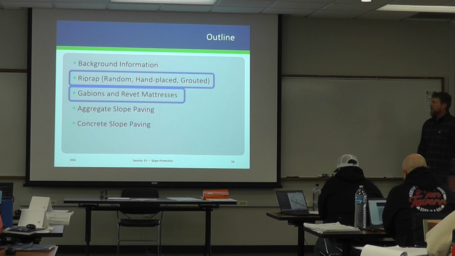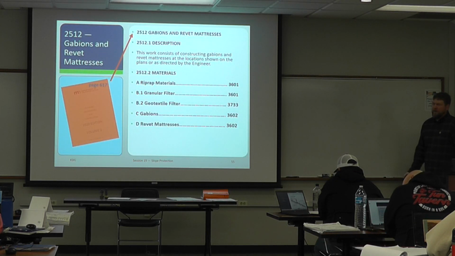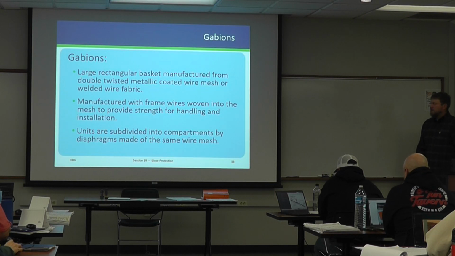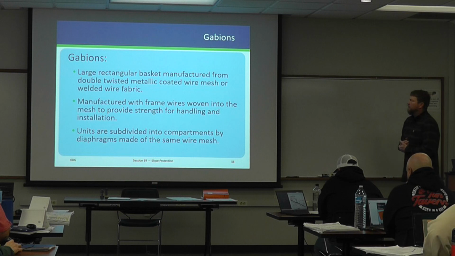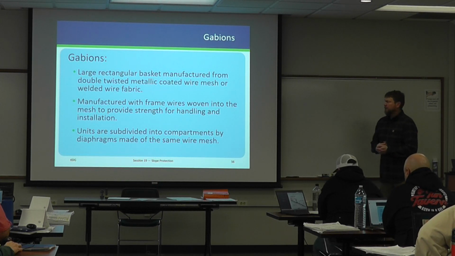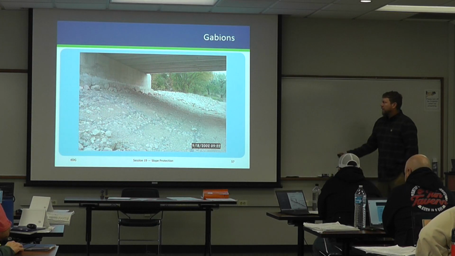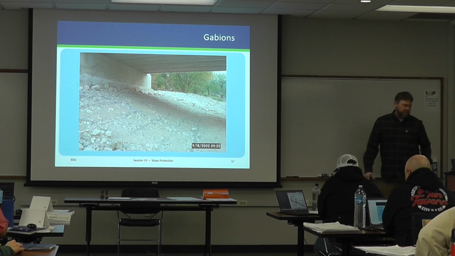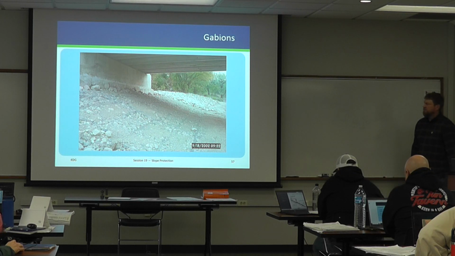So moving on from riprap to gabions and rubber mattresses, not going to spend a ton of time. They're covered in 2512. You're probably not going to see them very often. Essentially, they're large baskets that are constructed of woven metal-coated wire. The units are subdivided into compartments, and the compartments get filled with rock. I've typically seen these used more for retaining walls than slope protection, but maybe you'd end up seeing it.